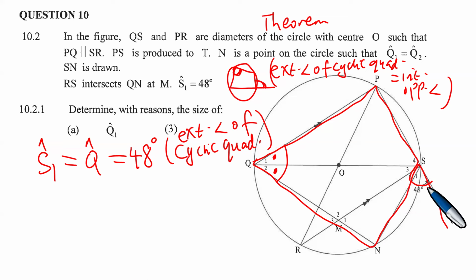So this angle S1 is equal to the whole of the angle Q here. And the angle Q is equal to S1, and S1 is 48 degrees. So S1 is Q, but S1 is 48 degrees because it was given that way. Why is S1 equals Q? Because of the exterior angle of cyclic quad.